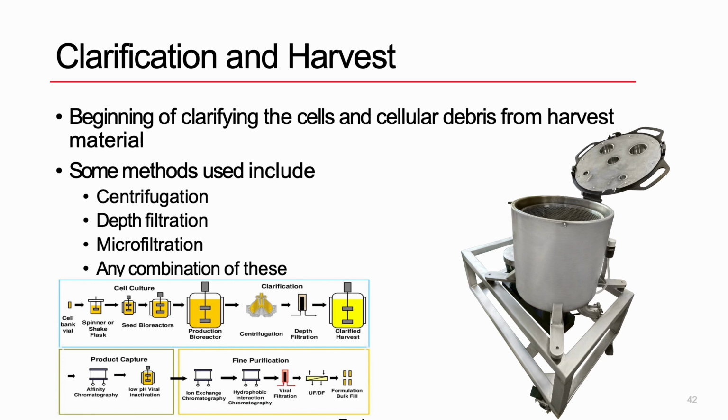Now, some methods to do the clarification and the harvest are the following. We can have centrifugation, we can have depth filtration, we can have microfiltration, or any combination of these. So on the right side, in your picture, you can see again the harvest and clarification equipment.